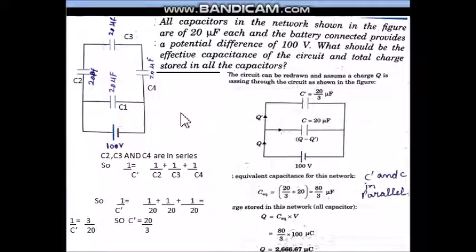Now we will be given some questions, some examples, in which series and parallel combinations are given together, and we have to identify which part of the circuit is in series and which part is in parallel. So let us start with this question here.